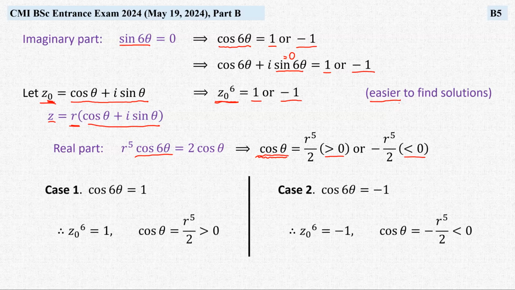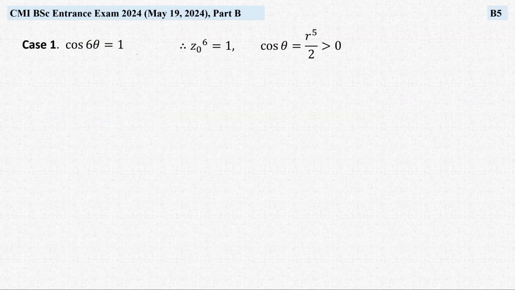Using this result, instead of 12 cases, we only need to divide into the following two cases. The first case is when cosine 6 theta equals 1, which leads to the result z0 to the 6th power equals 1 and cosine theta is positive. The second case is when cosine 6 theta equals negative 1, which leads to the result z0 to the 6th power equals negative 1 and cosine theta is negative. Let us take a look at each case more carefully, starting from the first case.